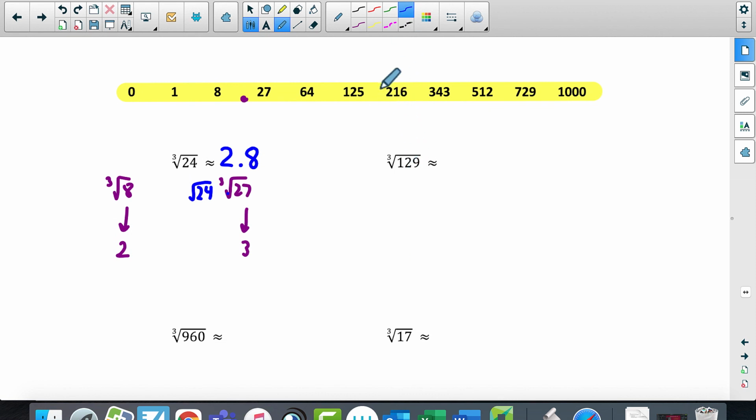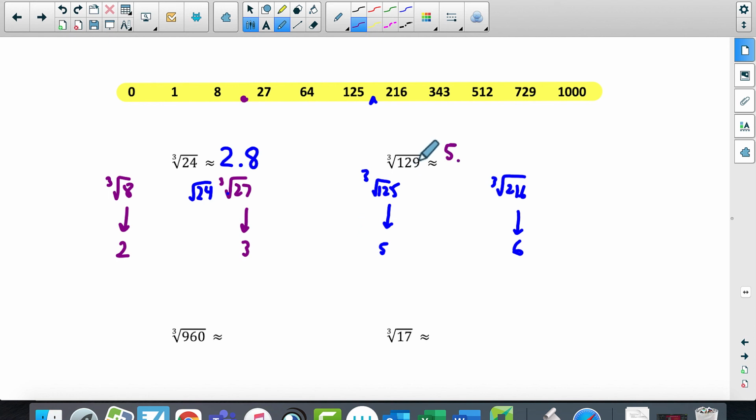Cube root of 129. Well, it falls between 125 and 216. So cube root of 125, cube root of 216. I think we've talked about 125 quite a few times. It's 5. 5 times 5 is 25, and 25 times 5 is 125. 216 we haven't done, so if you get confused and you have this list, remember you can just count over. This is 0, and that goes 1, 2, 3, 4, 5, 6. 6 times 6 times 6 must be 216, and it is. And also, it has to be one more than the 5, so that makes sense too. Okay, so our answer is going to be 5 point something.